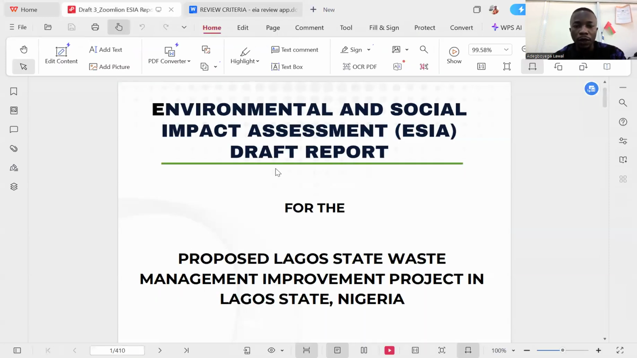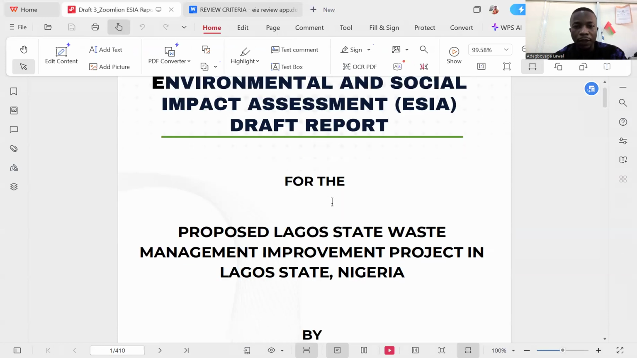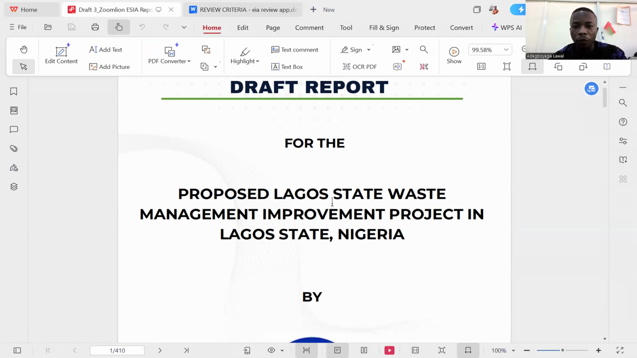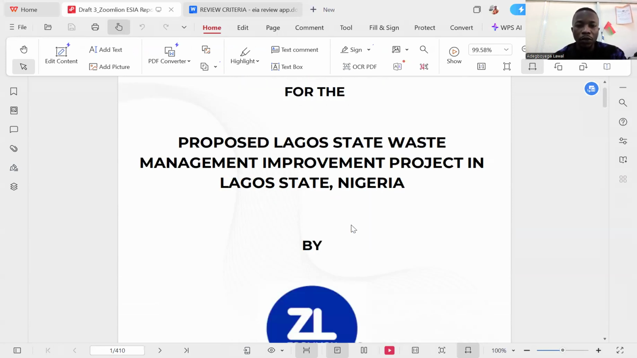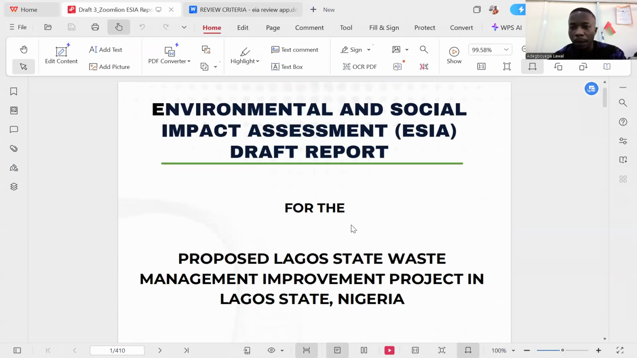The report I'm going to be working on is this particular ESIA report. This ESIA report is for the proposed Lagos State waste management improvement projects in Lagos State, by Zoomlion. So this is the draft report I'm going to be using for the test today. It's a 410-page report.